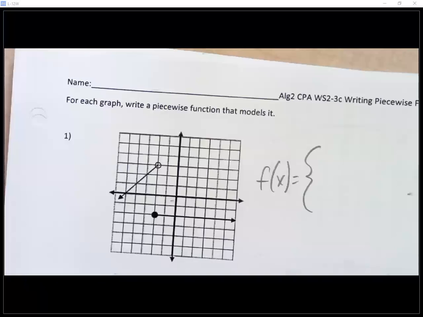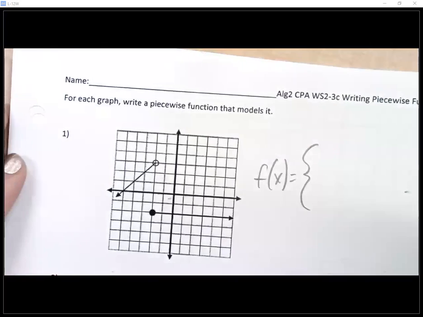All right, so today we are looking at writing the equation of a piecewise function. We have been graphing them. Now it's our turn to go the other way. It's up to us to figure out what this equation looks like. The easiest place to start, in my opinion, is to figure out where the split is happening.